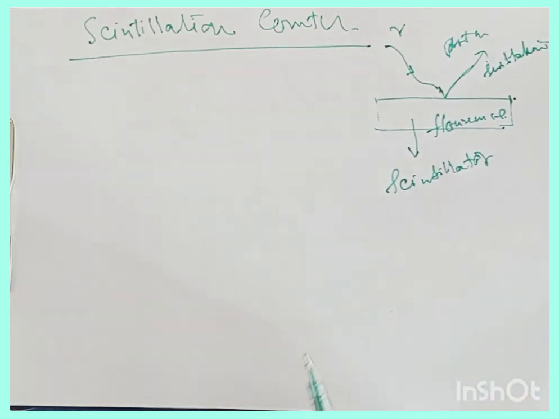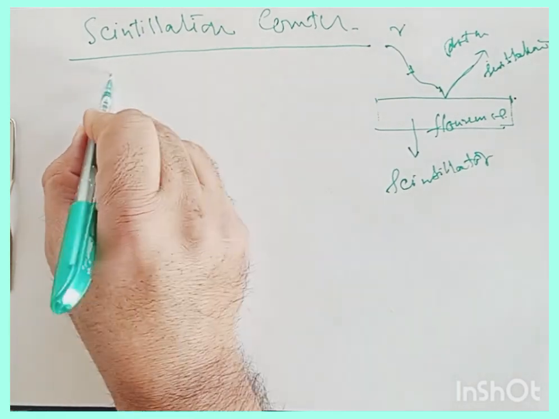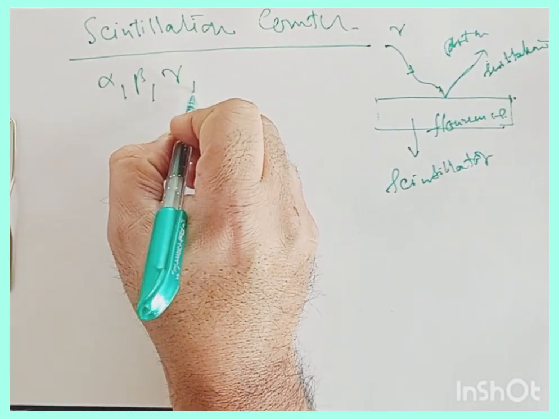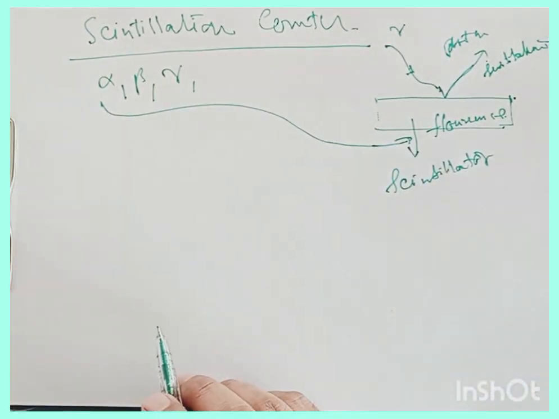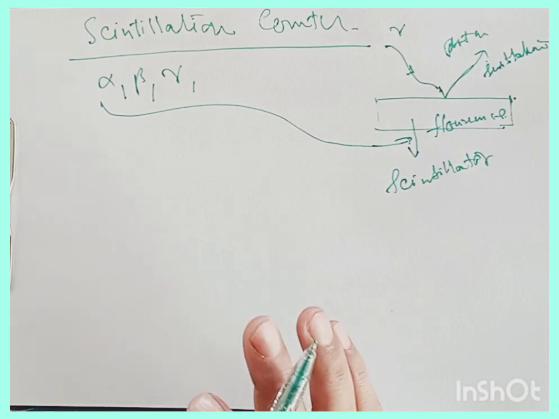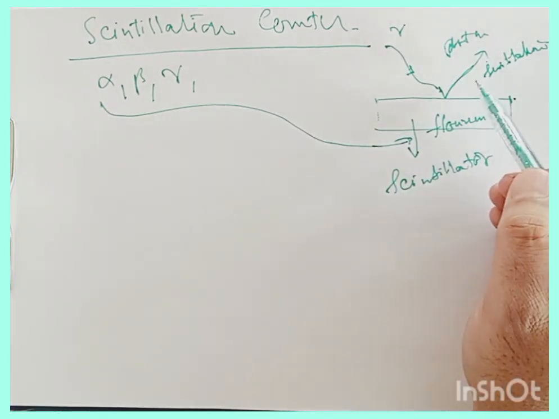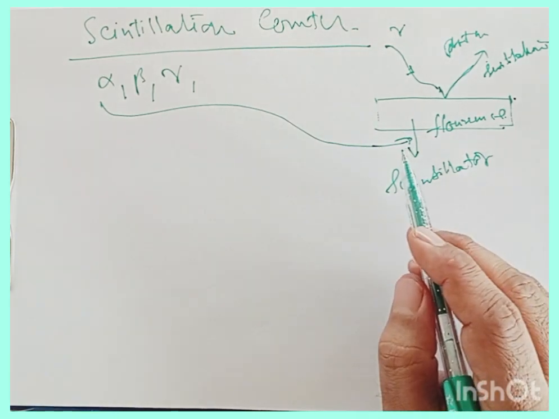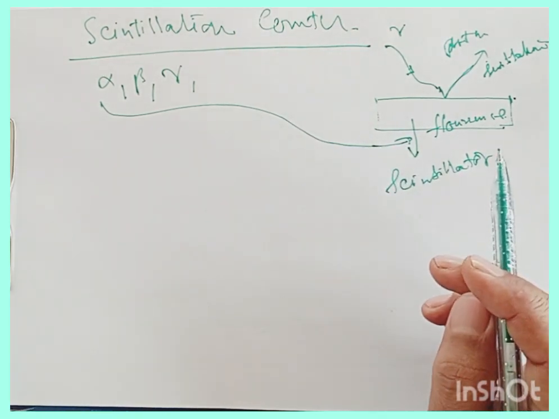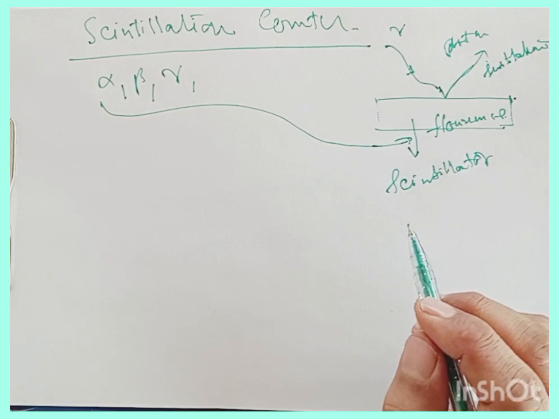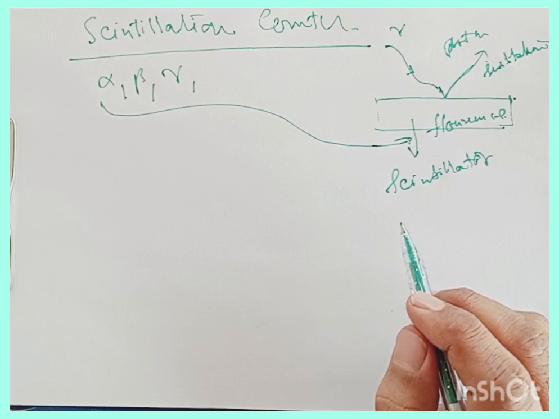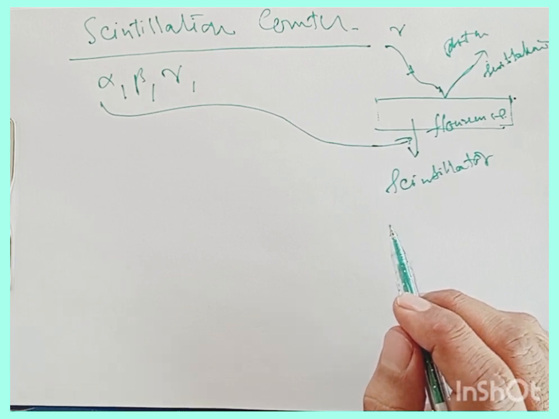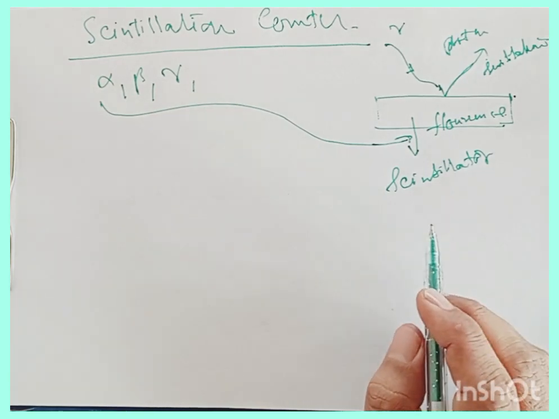Now, this scintillation counter that we are going to talk about is basically a device used to detect alpha particles, beta particles, and gamma rays by means of this process known as fluorescence. The scintillations so produced are converted into an amplified electrical pulse by means of a photomultiplier tube. Then these pulses are electronically detected and counted.